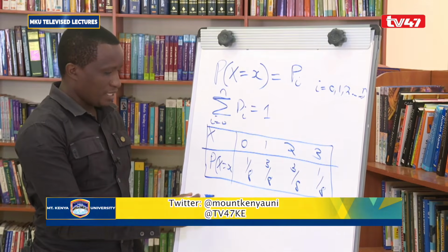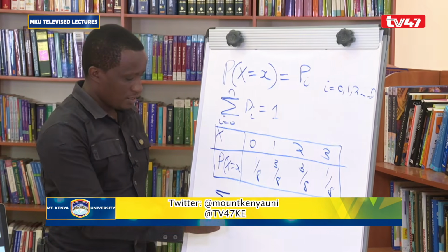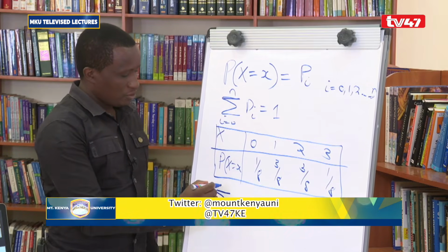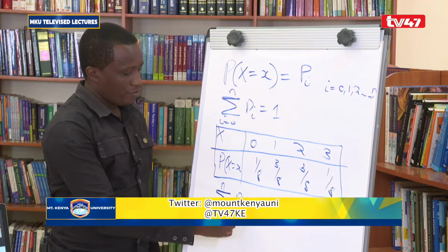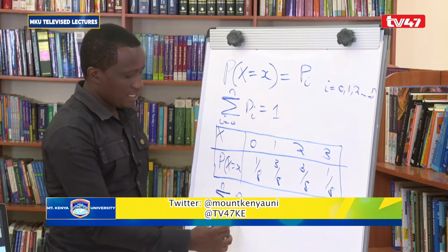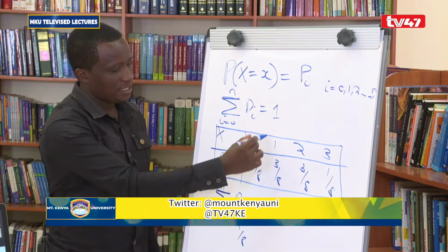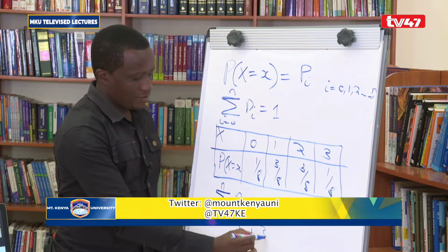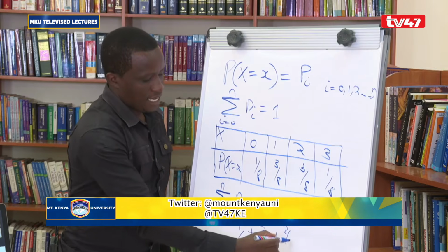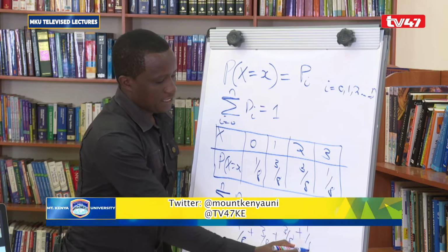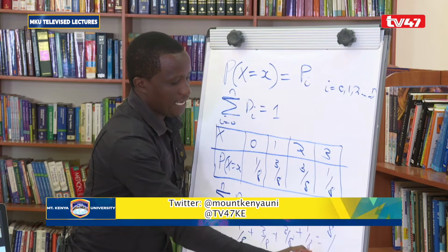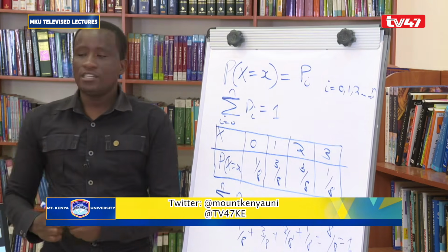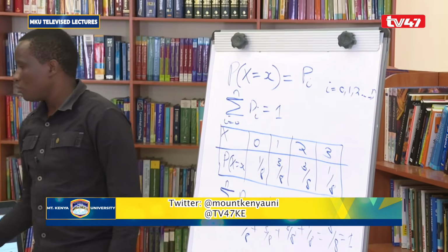So we need to show that the summation of p_i, with i starting from 0 to n, is actually 1. And we can see that 1 over 8, the first probability corresponding to the first observation, plus 3 over 8, plus 3 over 8, plus 1 over 8 is actually 8 over 8, which is 1, which actually qualifies this table.